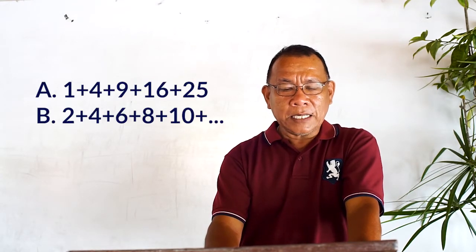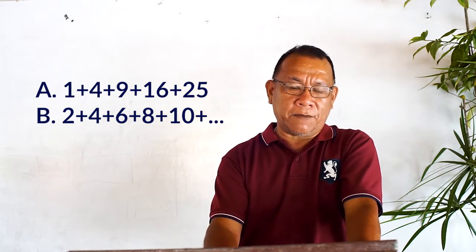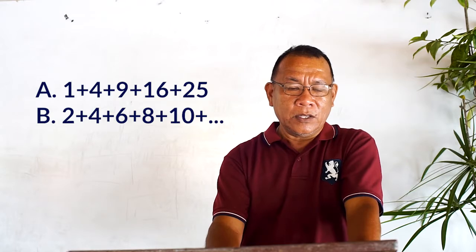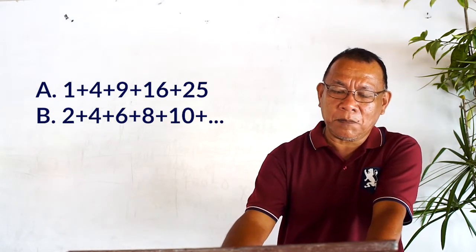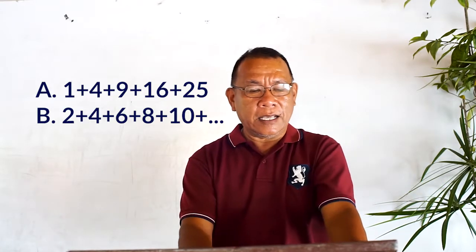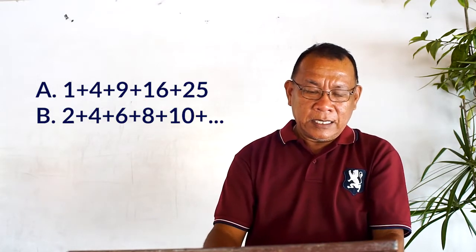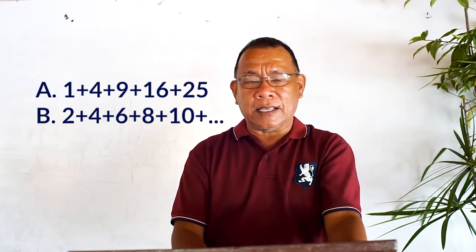Then we have here the definition of series. Series is the indicated sum of the terms of a sequence. The word series can be used both in singular and in plural. So, using the examples of sequence, 1 plus 4 plus 9 plus 16 plus 25, and then another example, 2 plus 4 plus 6 plus 8 plus 10. Those are examples of series, indicated with a plus sign.